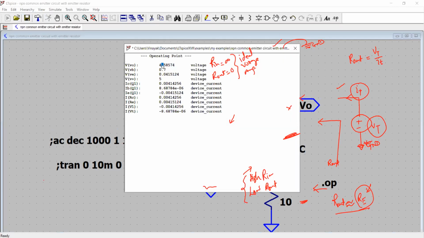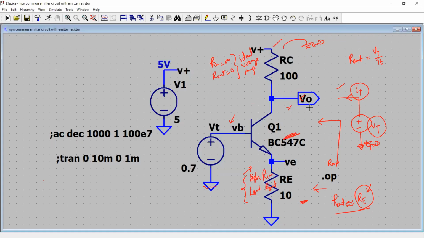at the VO. That is 4.5857. That's the voltage we want. That is the DC level at V out, 4.585.